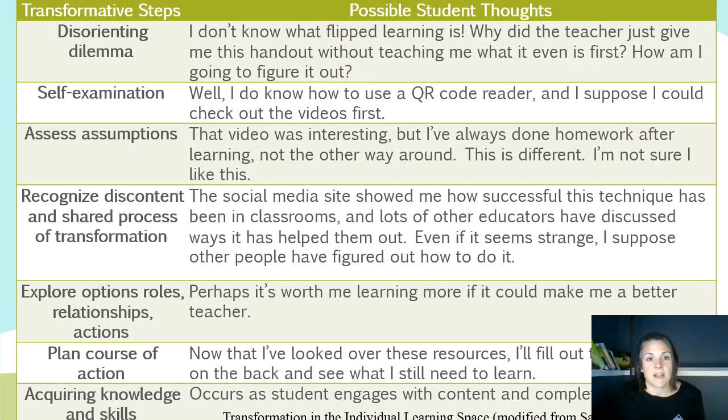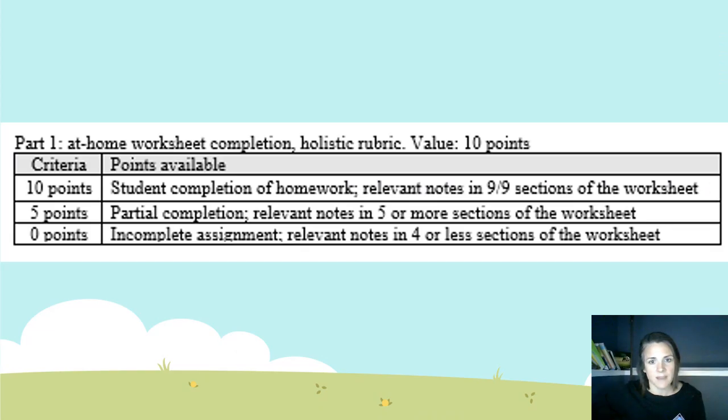And these are the steps that people could be going through and how it lines up with the transformative steps. So they're going to be like, what? Teacher just gave me this assignment. I've never seen this before. How does she expect me to do this? And then through the process of going through these things, they're going to be acquiring the skills. And this is the rubric. They either get the credit, half credit, or none based on how much they did.